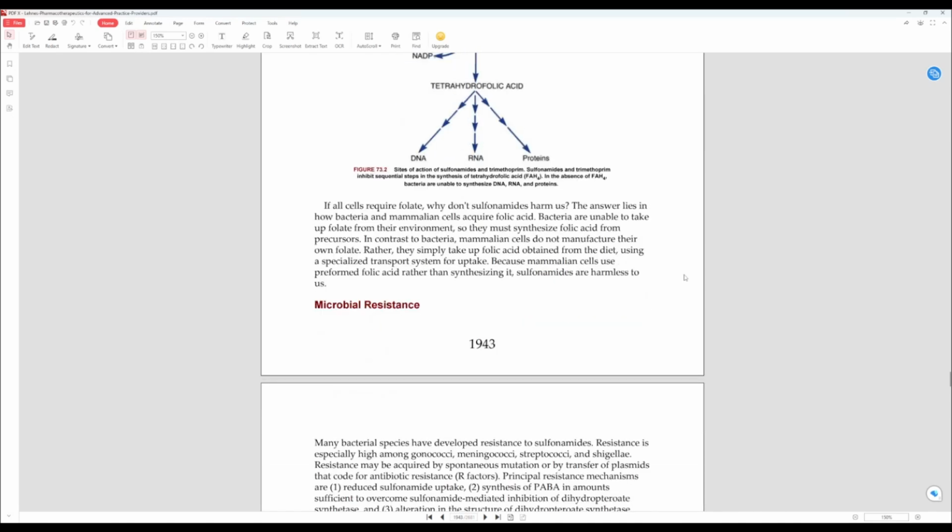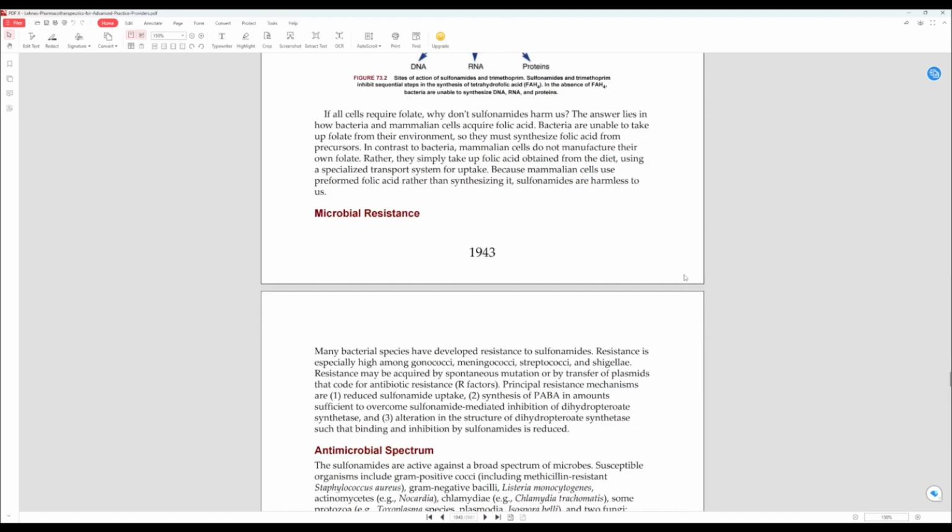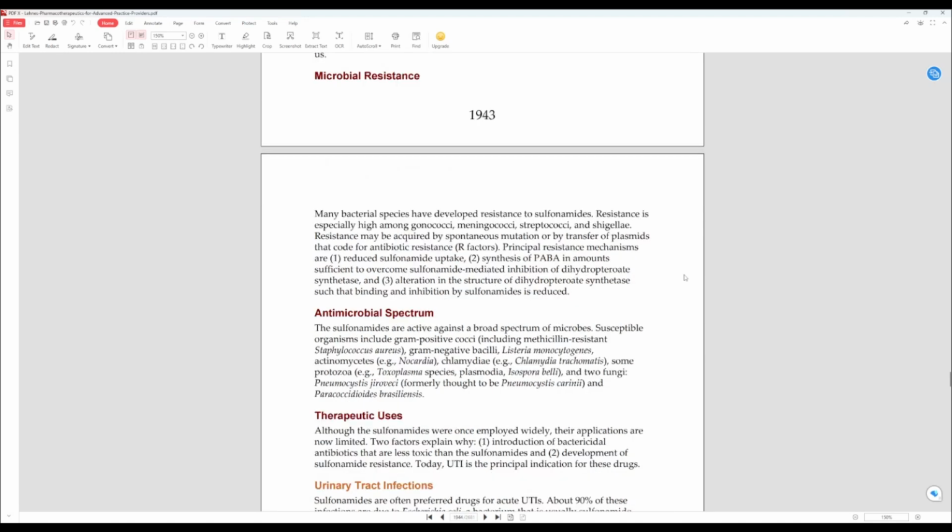Which brings us to microbial resistance. Many bacterial species have developed resistance to sulfonamides. Resistance is especially high among the gonococci, meningococci, streptococci, and Shigella. Resistance may be acquired by spontaneous mutation or by transfer of plasmids that code for antibiotic resistance, again that R factor. Principal resistance mechanisms are reduced sulfonamide uptake, synthesis of PABA in amounts sufficient to overcome sulfonamide-mediated inhibition of dihydropteroate synthetase, and alteration in structure of dihydropteroate synthetase such that binding inhibition by sulfonamides is reduced.